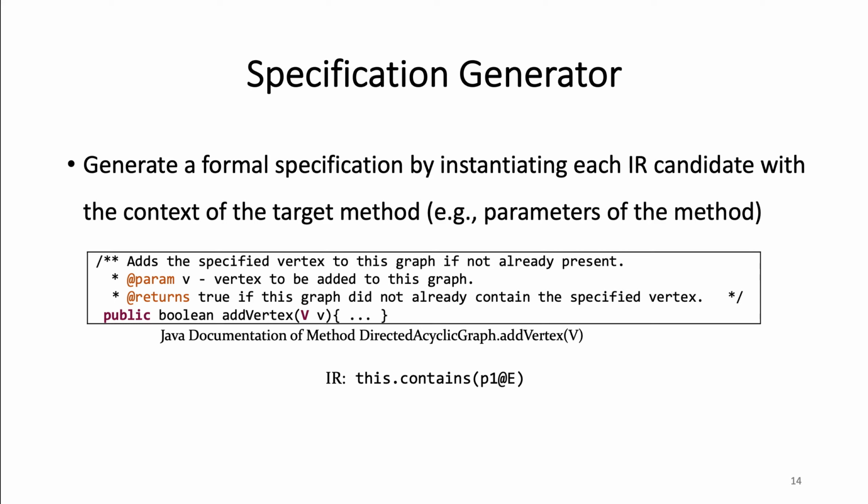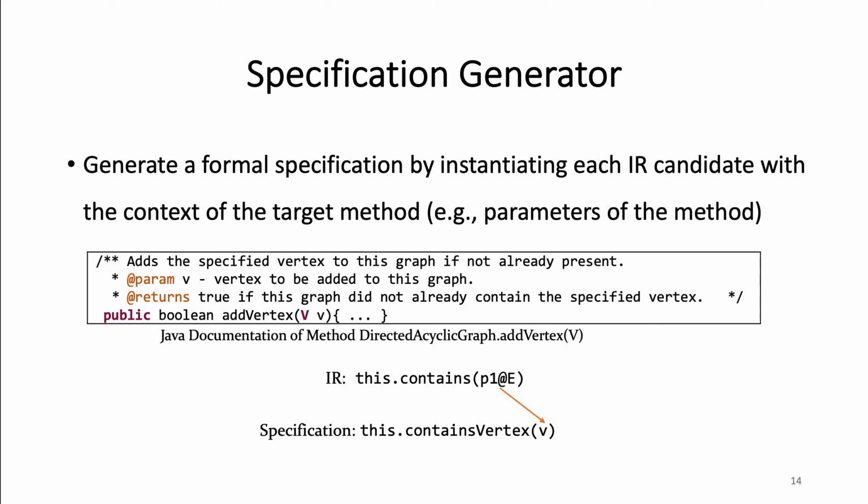Here we have the method placeholder contains and the parameter placeholder P1 and E. P1 and E here means the first parameter with the generic data type, which can be matched to the solo parameter V of the target method at the vertex. So we just substitute P1 and E with V here.